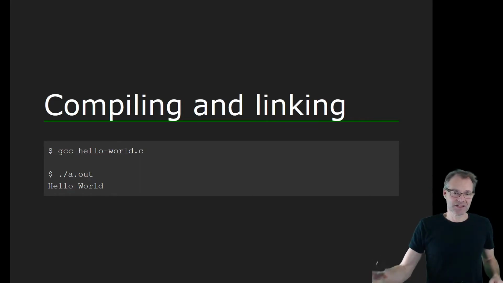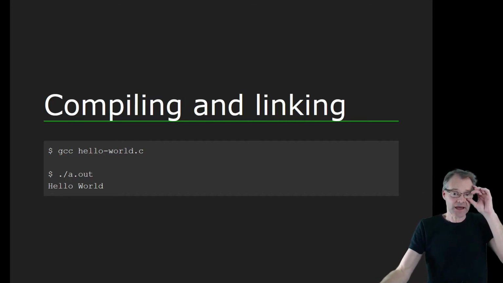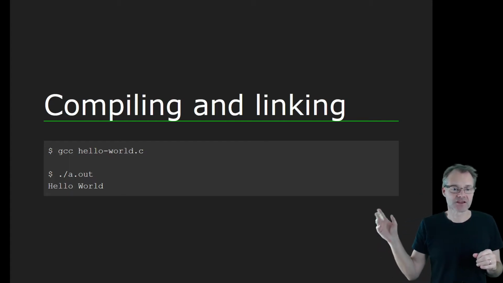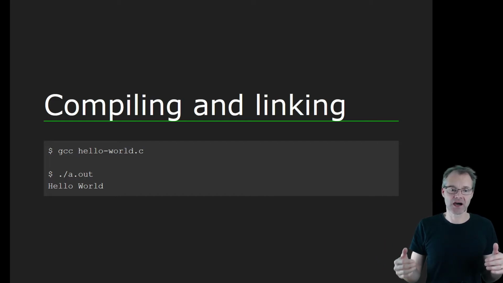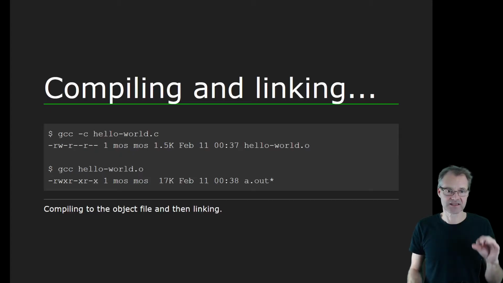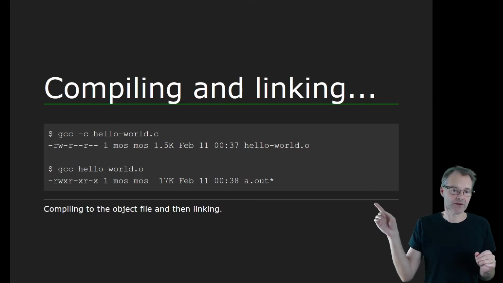Let's just see a bit about compiling and linking and how it works. And here I'm just doing a quick compile. I'm taking the source code, I'm compiling it, and I'm running my executable a.out, and it's just printing out hello world. Fine. All the compilation in one step. But I can also do this stepwise. And here I do it.